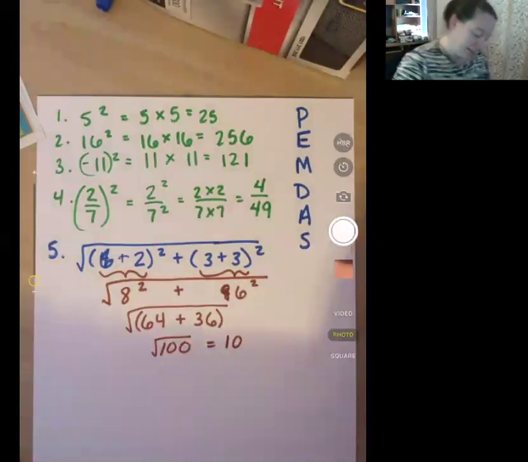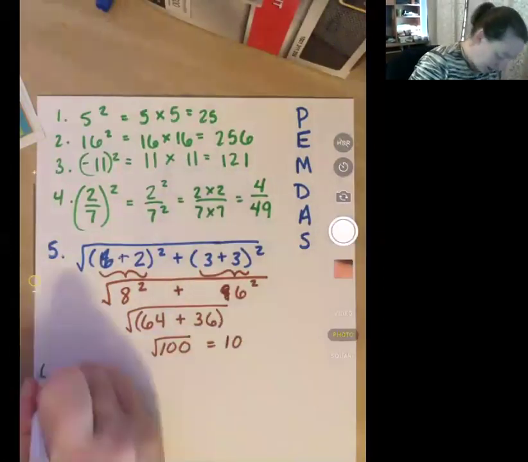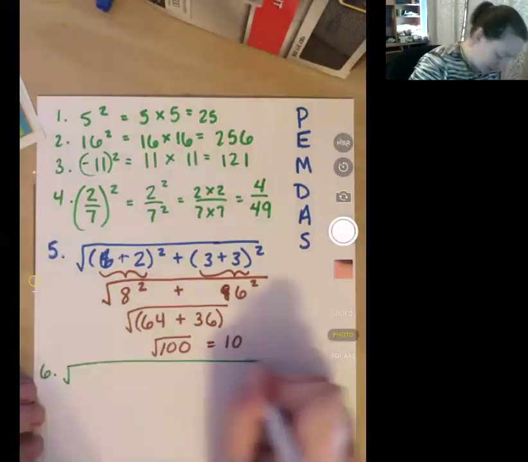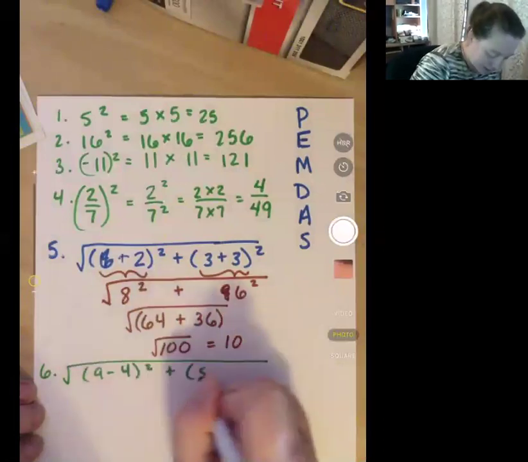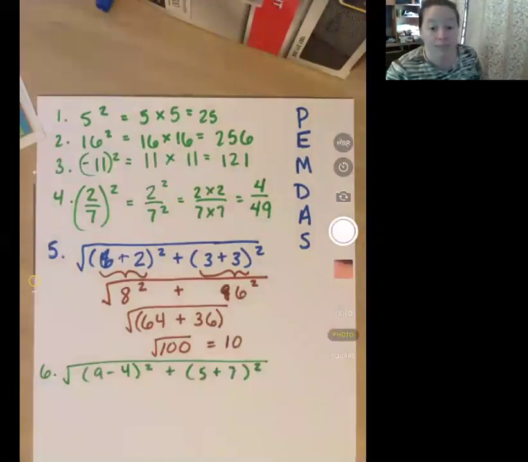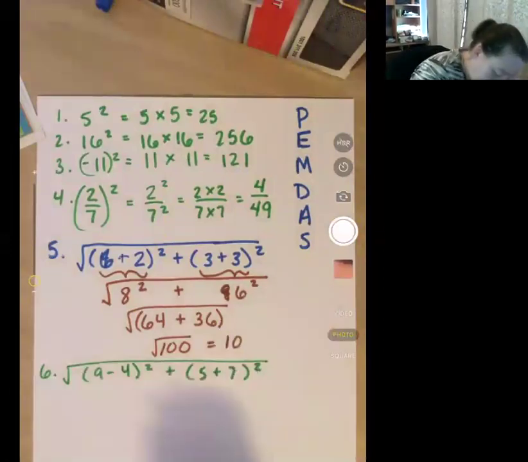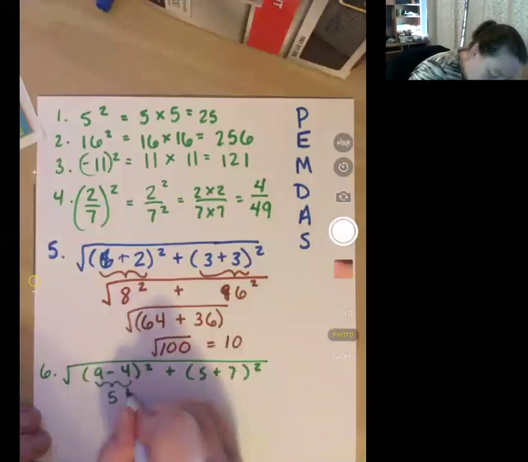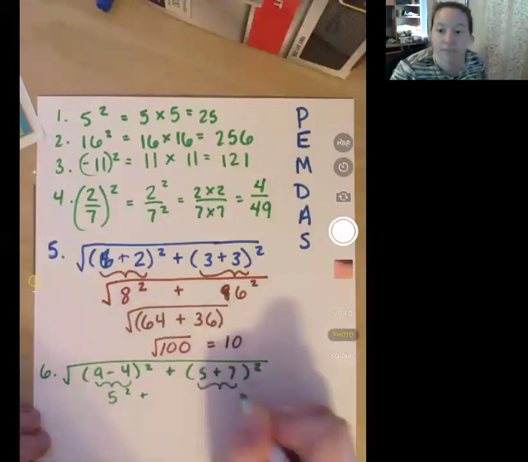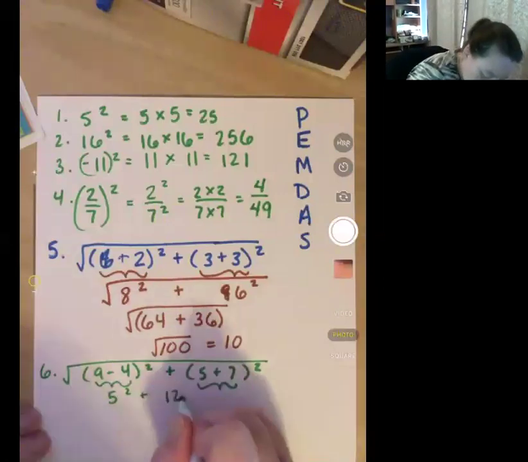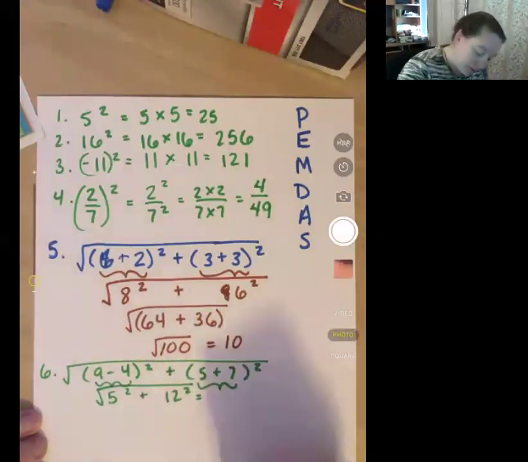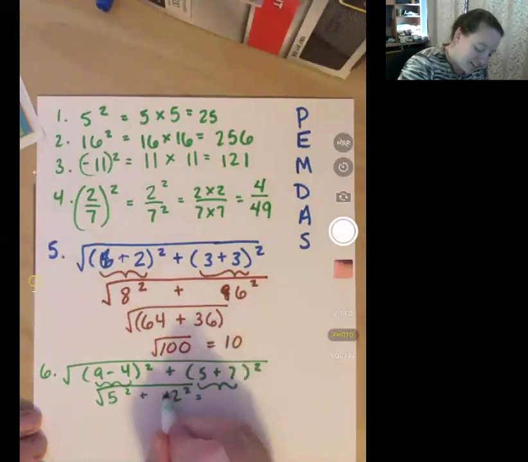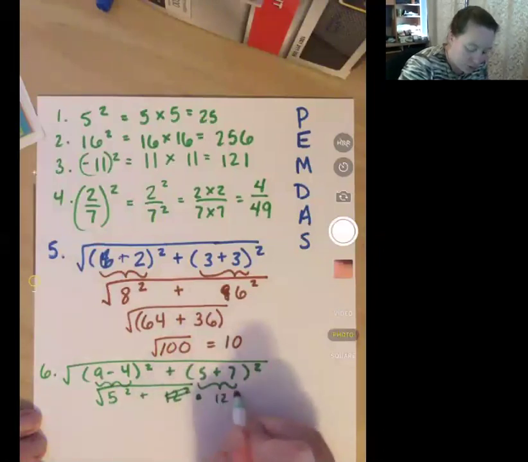Number 6, we have square root of the quantity 9 minus 4 squared plus 5 plus 7 squared. Okay, 9 minus 4 is 5 squared plus 5 plus 7 is 12 squared, all still under the square root. Sorry, I should probably put this over here so that we don't get confused. All under the square root.